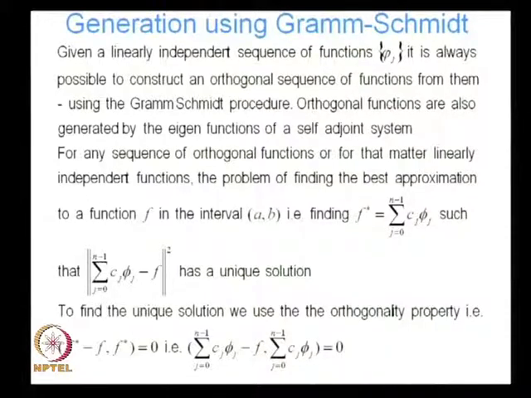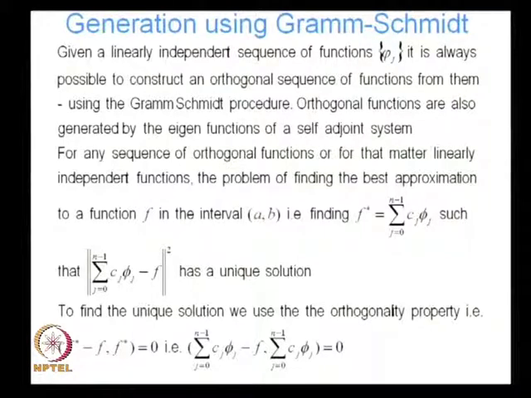But f star is a linear combination of those phi j's. Therefore, f star minus f, if I take the inner product with f star itself, that's got to be equal to 0, because I can write f star as C1 phi 1 plus C2 phi 2 plus C3 phi 3 up to Cn phi n. Then I break it up. So, f star minus f comma C1 phi 1 plus f star minus f comma C2 phi 2 plus f star minus f comma Cn phi n.